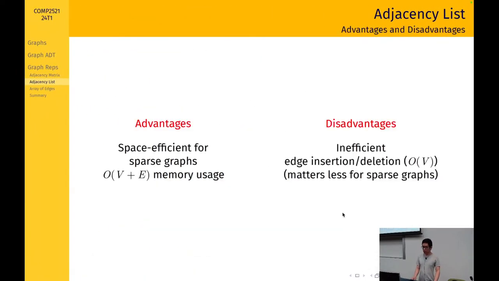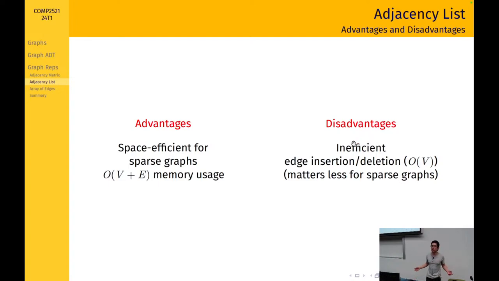Okay, so what are the advantages of an adjacency list? It's more space efficient than an adjacency matrix if our graph is more sparse, right? In the real world, most graphs are sparse, so an adjacency list representation would be more suitable in most cases. And it uses big O of V plus E memory, okay? Because O of V space for the array and O of E space for all the nodes. Okay.